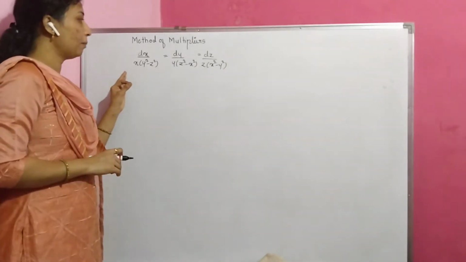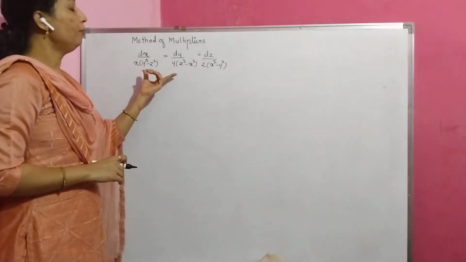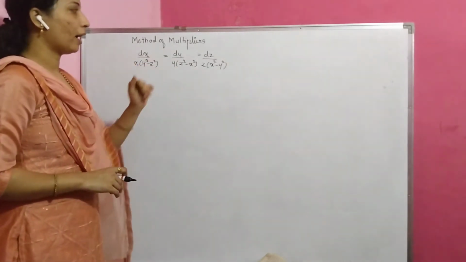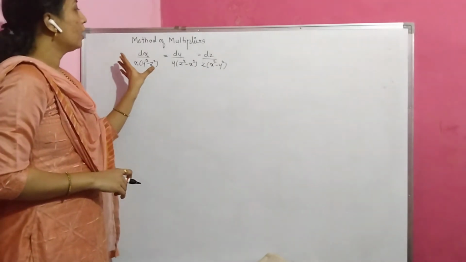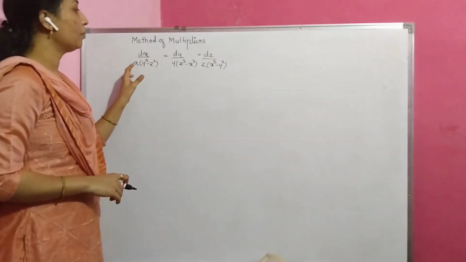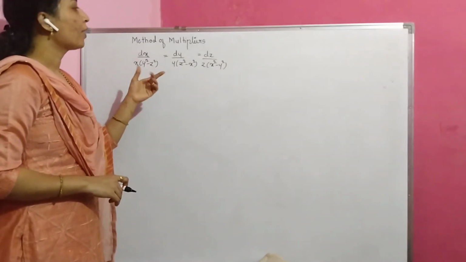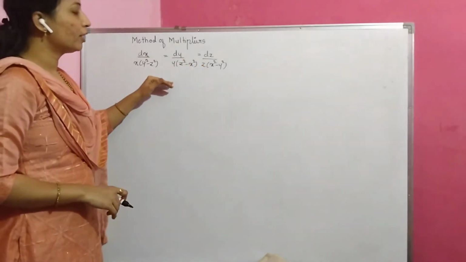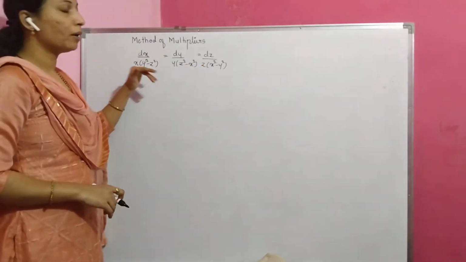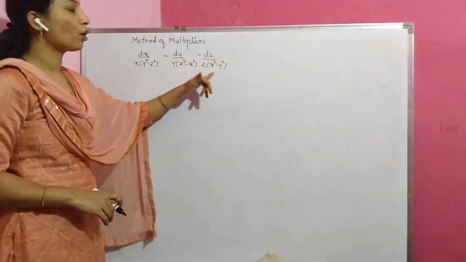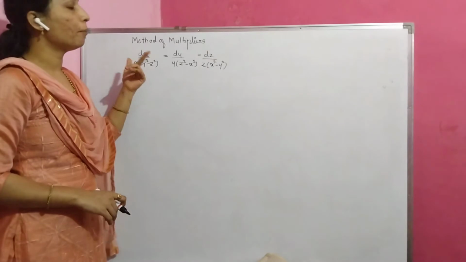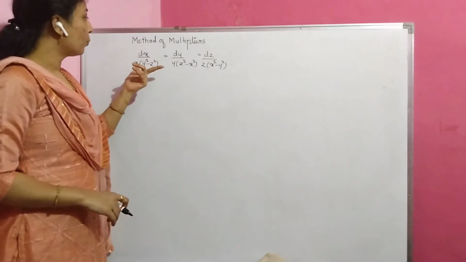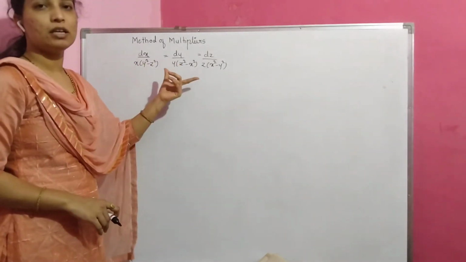By using the method of multipliers, we have to multiply the given equation by the multipliers x, y and z. After adding these three equations, that is dx plus dy plus dz, we get the denominator part as 0. Here the most important thing is that we have to make this denominator part 0 by multiplying by the multipliers.